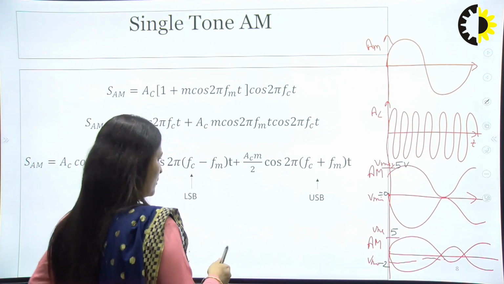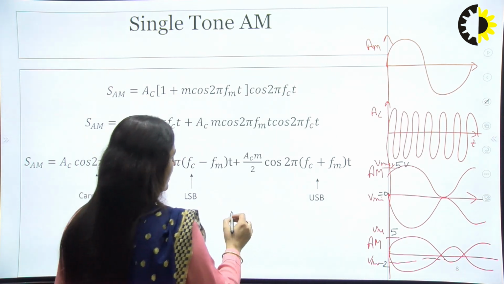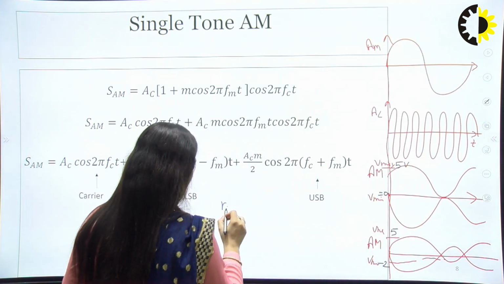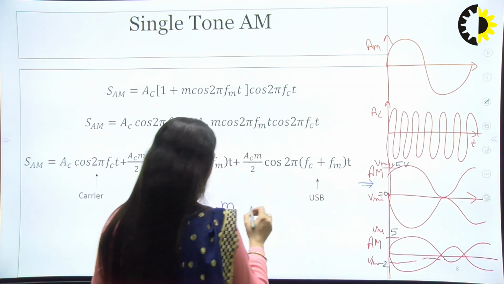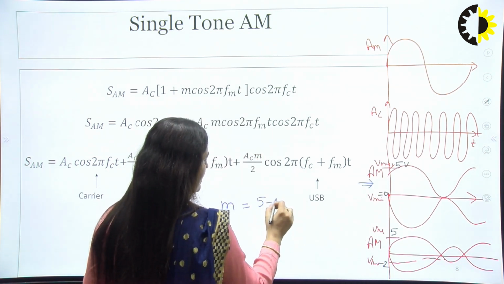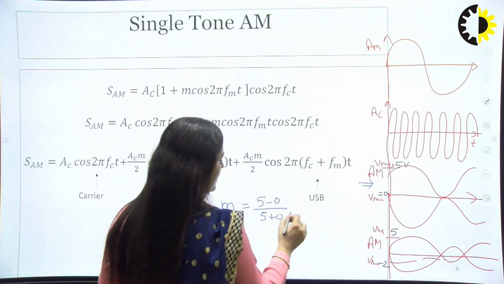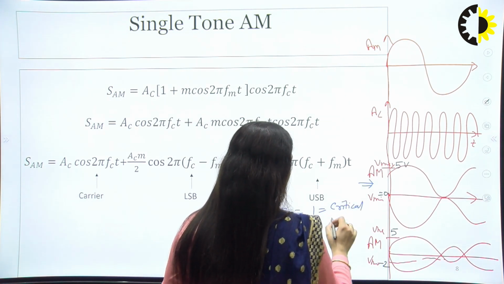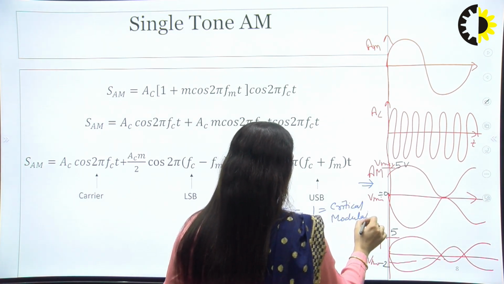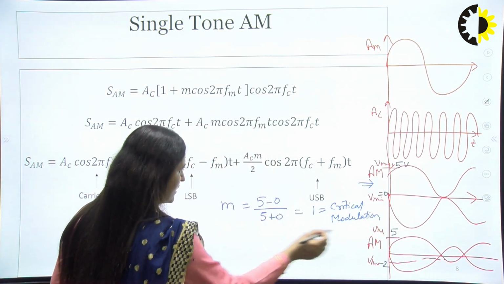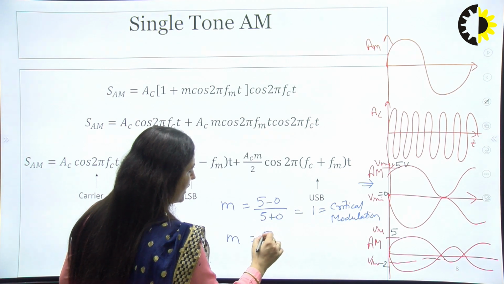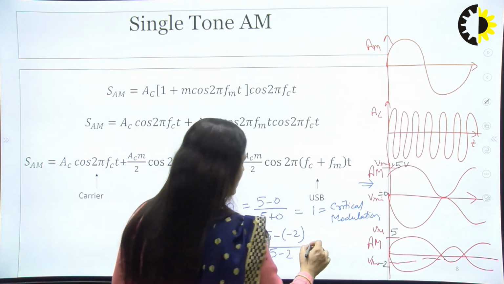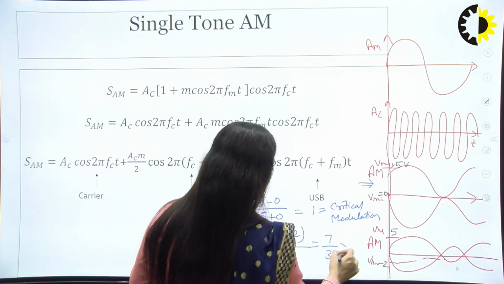Okay, so if we go to calculate the value of M, for this case M is equal to 5 minus 0 over 5 plus 0. So it comes out to be 1. It is a case of critical modulation. Clear? In this last case, Vmax is 5 and Vmin is minus 2, so M is equal to 5 minus minus 2 over 5 plus minus 2. So it comes out to be 7 by 3, greater than 1.